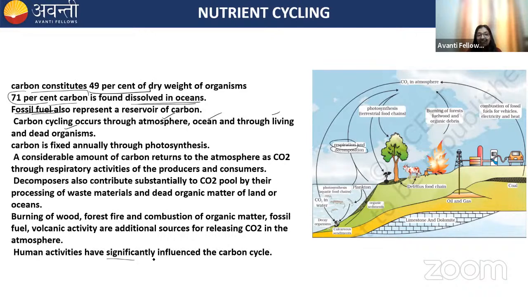Human activities have significantly influenced the carbon cycle because we are rapidly cutting down forests. So rapid deforestation is affecting the carbon cycle. We are also over-exploiting fossil fuels. This affects the carbon cycle because if the level of carbon dioxide increases in the atmosphere, it leads to global warming.